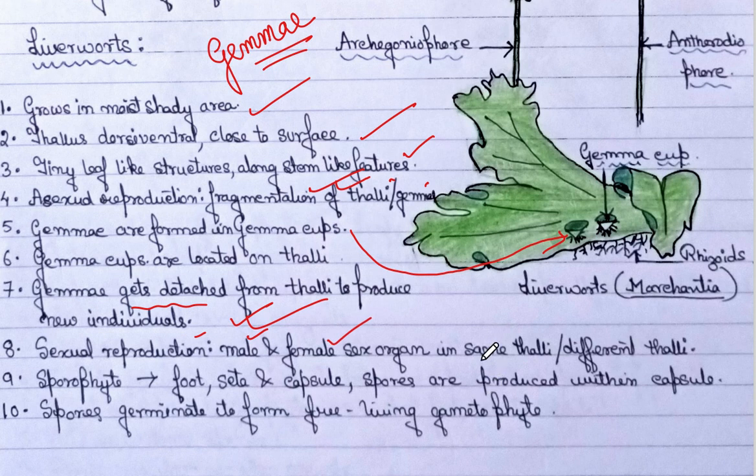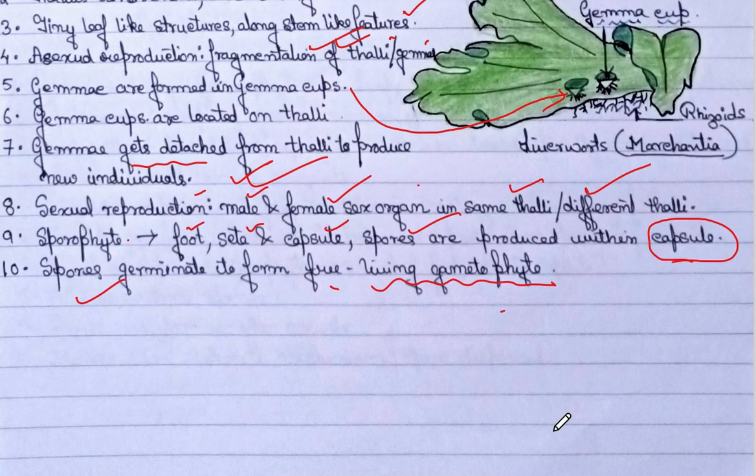Sexual reproduction requires male and female sex organs which can be present in the same thalli or different thalli. Okay, and then they produce a zygote. Zygote gives rise to sporophyte. Sporophytes are often divided into foot, seta and capsule, which is also true for the mosses, and spores are produced within the capsule of the sporophytes. Spores germinate to form free living gametophyte. Here the sporophyte is attached and the gametophyte is the free living part.